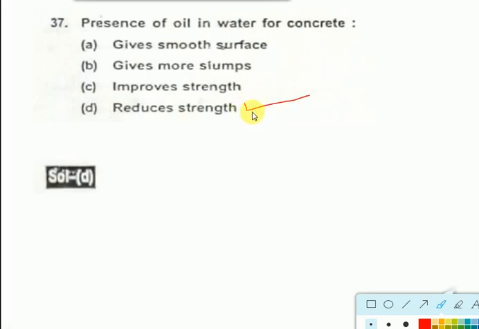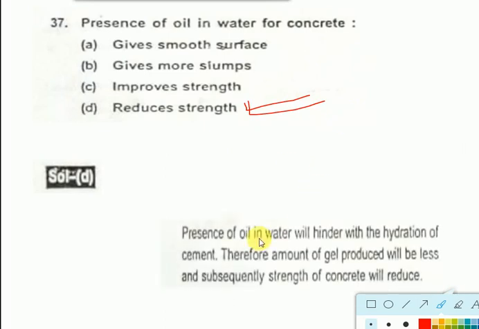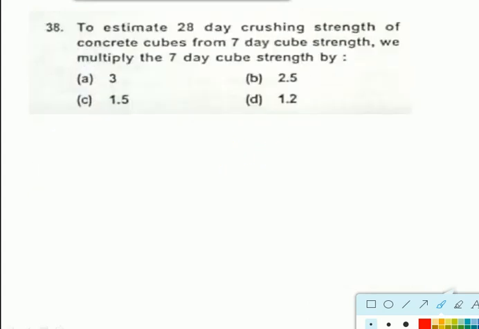So it will ultimately reduce the strength, because the presence of oil in water will hinder the hydration of the cement. Due to the presence of oil, the hydration process in the cement will not take place. That's why, if oil is present, it will not mix properly. Okay. Next question.